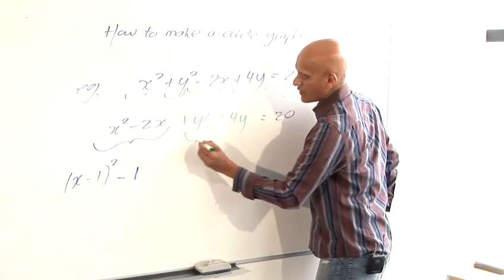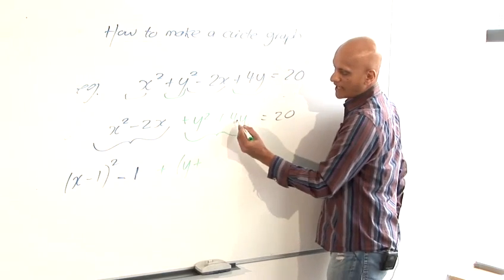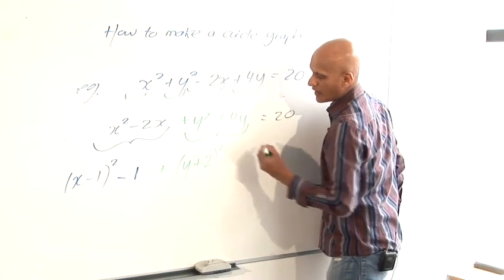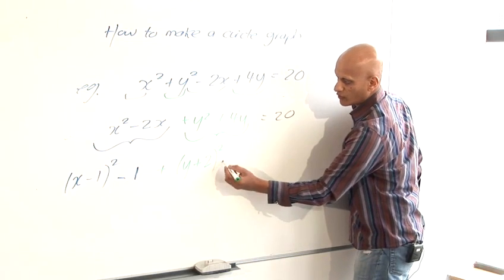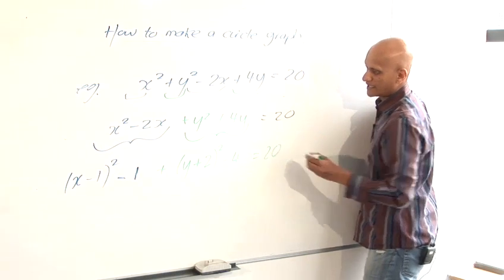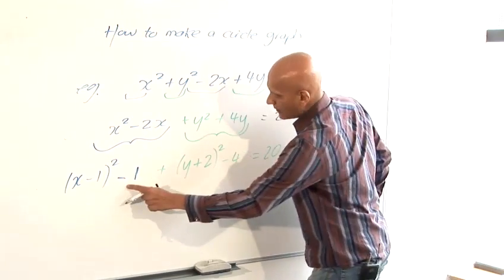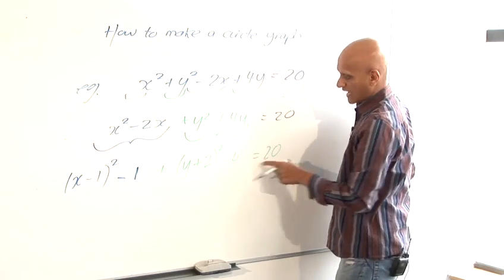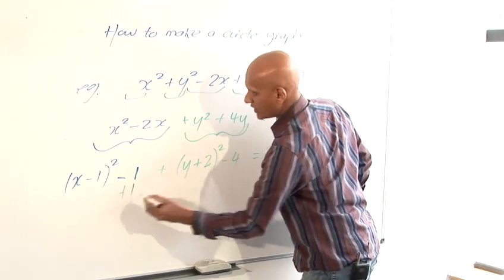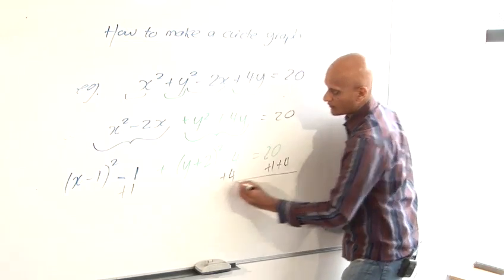Again, I have to complete the square for this. So it's going to be y plus half that number, so 2 squared, and then minus that square there. So 2 squared is 4, minus 4 equals 20. Now all I need to do is just collect these two numbers across to this side. So I'm going to add 1, and I'm also going to add 4.